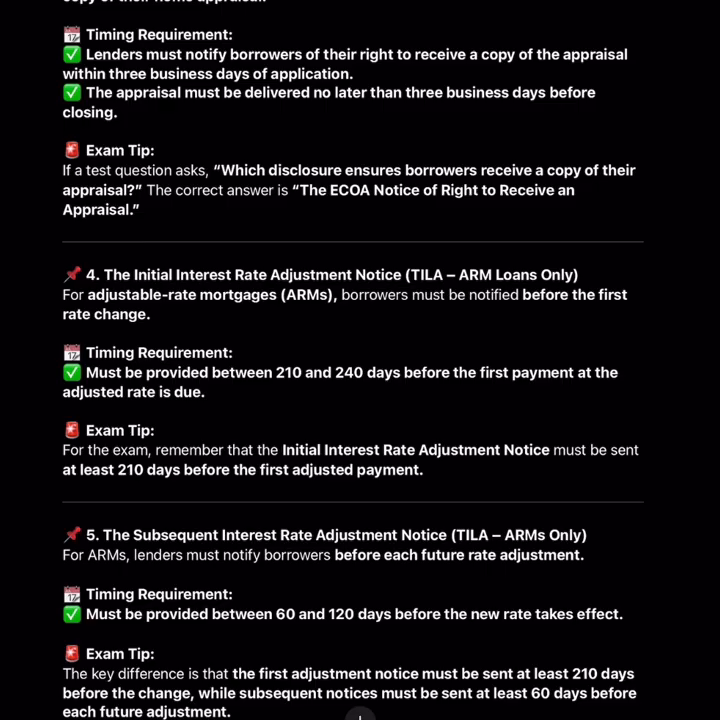4. The Initial Interest Rate Adjustment Notice, TILA, ARM loans only. For adjustable rate mortgages, ARMs, borrowers must be notified before the first rate change. Timing requirement: must be provided between 210 and 240 days before the first payment at the adjusted rate is due. Exam tip. For the exam, remember that the initial interest rate adjustment notice must be sent at least 210 days before the first adjusted payment.